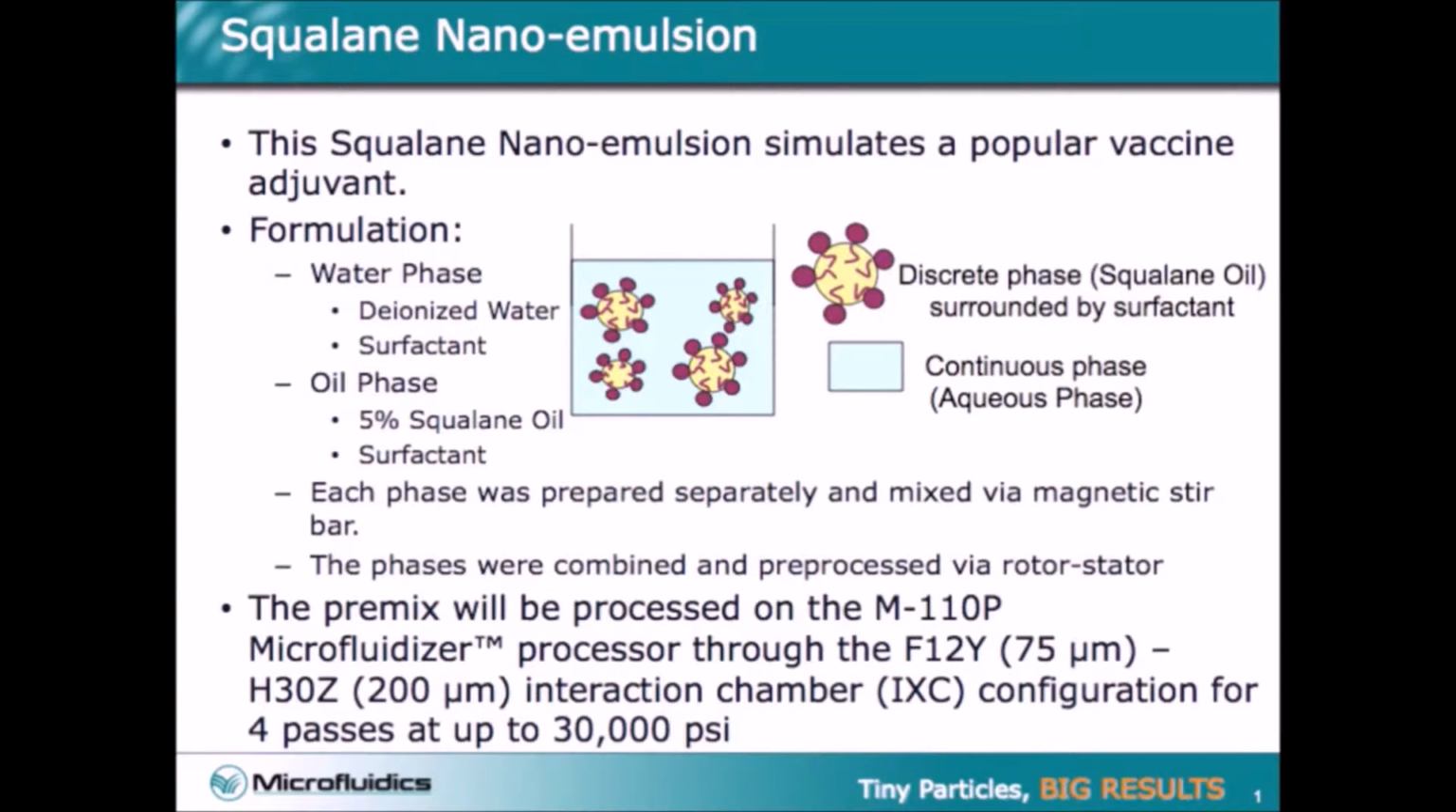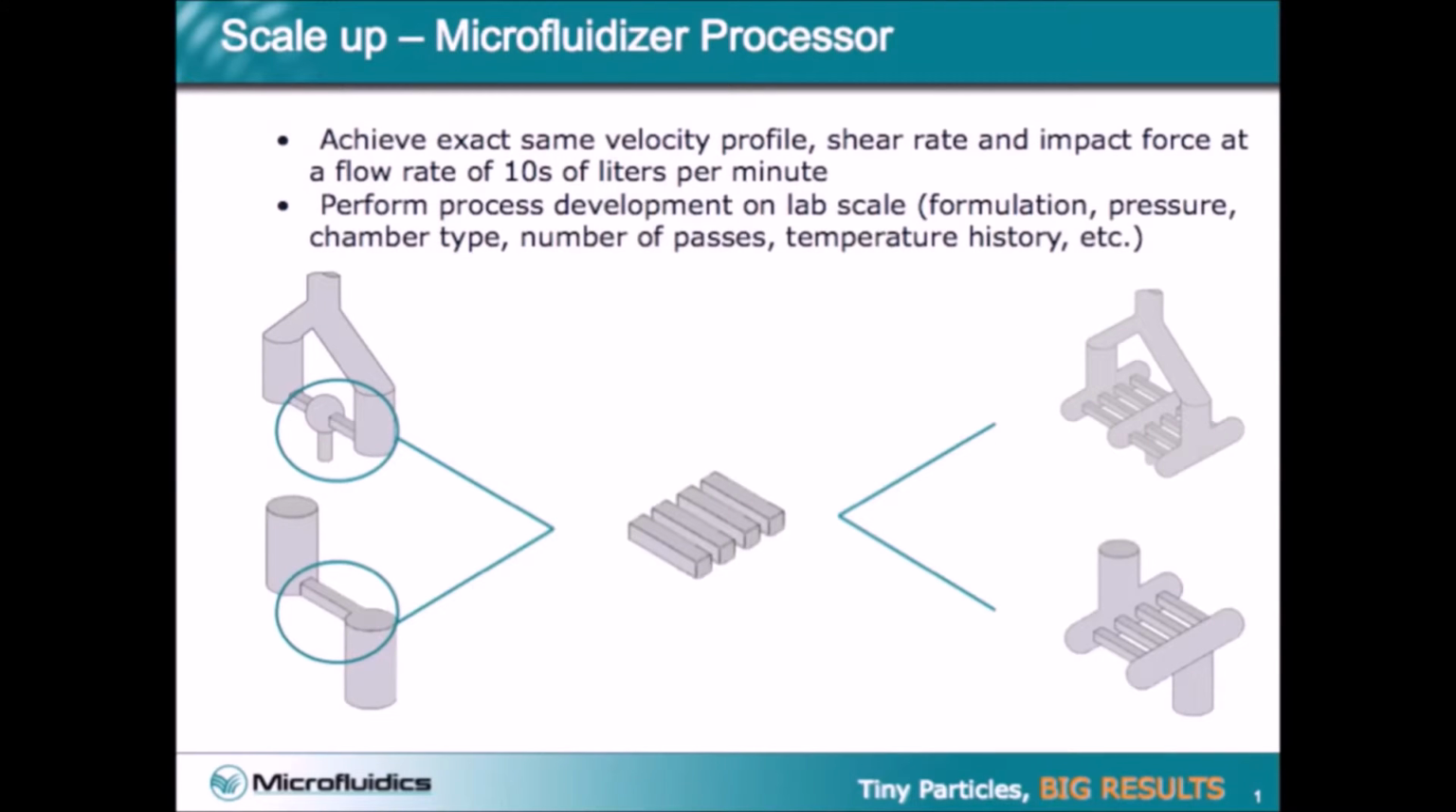The premix will be processed on the M-110P Microfluidizer processor and through the F12Y H30Z interaction chamber configuration at 30,000 psi for 4 passes. Next you will see a demonstration of the Squalane Nano-emulsion being processed on the M-110P Microfluidizer processor.